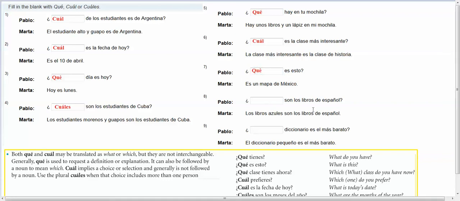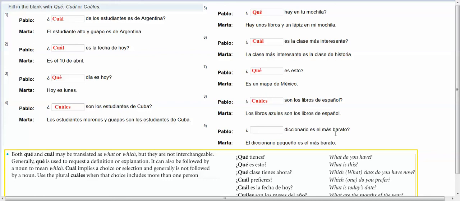Blank son los libros de español, los libros azules son los libros de español. So here you've got a choice. It's basically like you've got a bunch of books sitting out on the desk, or you're in the bookstore and you're asking for someone to tell you which ones are the Spanish ones, or they're saying the blue ones are. So this would be cuál, and it would be plural because your answer is plural. ¿Cuáles son los libros de español? Los libros azules son los libros de español.